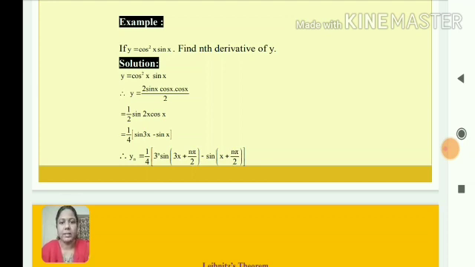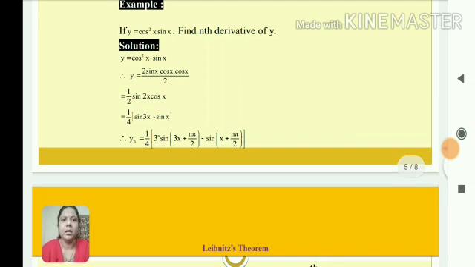Now we have the formula sin a cos b is 1 by 2 times (sin (a plus b) plus sin (a minus b)). Here a is 2x, b is x. Firstly it is sin (a plus b), so sin (2 plus 1)x, which is sin 3x. Here by mistake the sign is minus; it should be plus. And then plus sin (a minus b), so sin (2 minus 1)x, so it is sin x. So it is 1 by 4 times (sin 3x plus sin x).